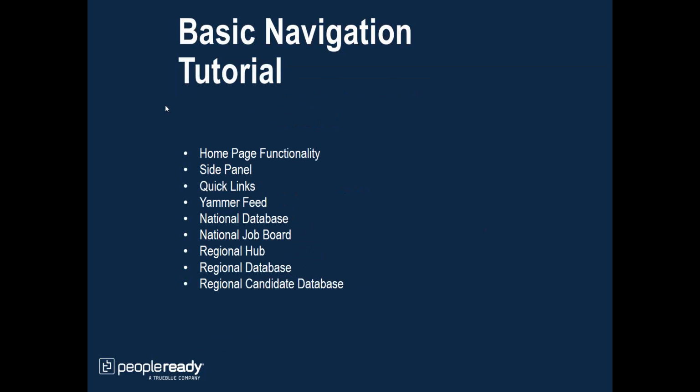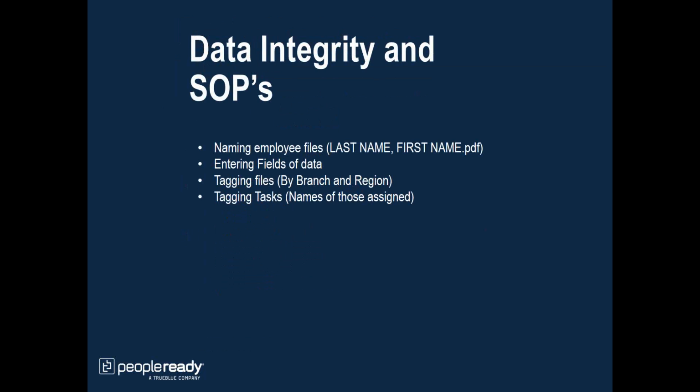Okay, and just to review what we learned today, the basic navigation tutorial shows us about the home page, the side panel that has the quick links we can use. There's a Yammer feed for the North Stars at the bottom of the page. We have our national database and our regional database that we can use for both candidates and files.